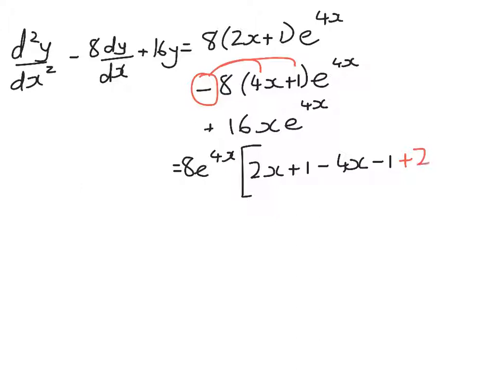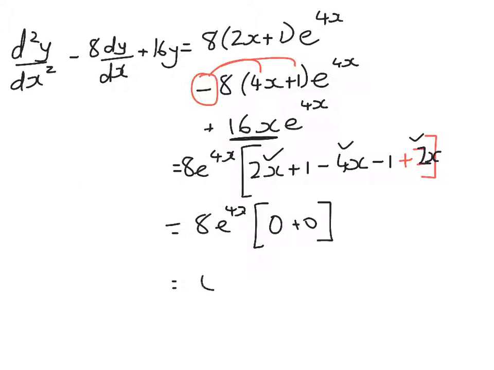Oh, pen just changed colour. Okay, let's change it back there. So now I've got 8e to the 4x. Now I've made a mistake there, haven't I? I've missed out the x. That should be 2x here, not 2. 8e to the 4x times, well, those go 0 plus 0, so something like that, which is just equal to 0 as required.